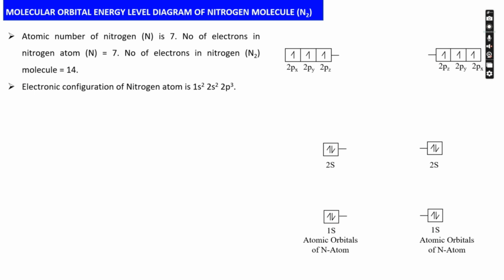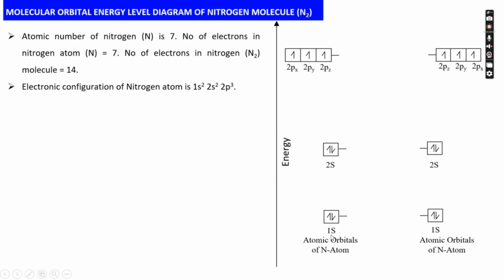In that case, a 1s atomic orbital and another 1s atomic orbital fulfill this criterion. Therefore, the 1s orbital of one nitrogen atom and the 1s orbital of the other nitrogen atom can overlap each other, because those two will have similar energy and proper symmetry. Similarly, 2s atomic orbitals of one nitrogen atom can overlap with 2s atomic orbitals of the other nitrogen atom, and 2p atomic orbitals can overlap with 2p atomic orbitals of the other nitrogen atom.